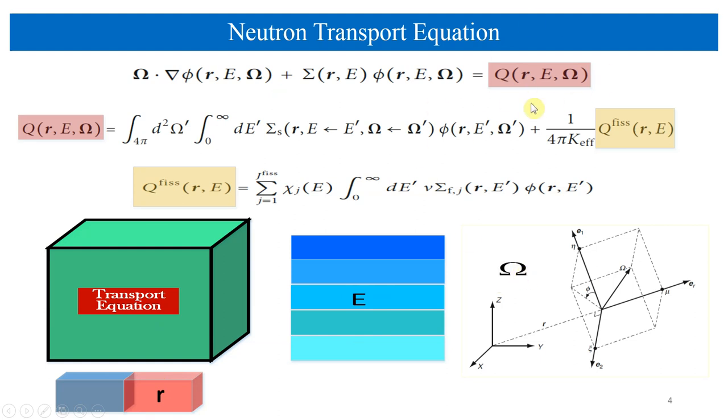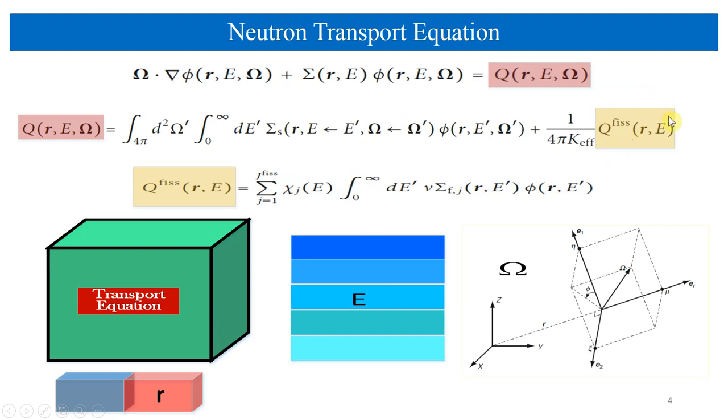to solve this equation, first I have to define the source term. Here the source term consists of two terms. The first term represents the group transfer cross sections, where the neutrons at the same position transfer from any direction omega dash to the direction of interest, or from any energy E dash to my energy of interest. This is at the same position R. So we call that the group transfer cross section.